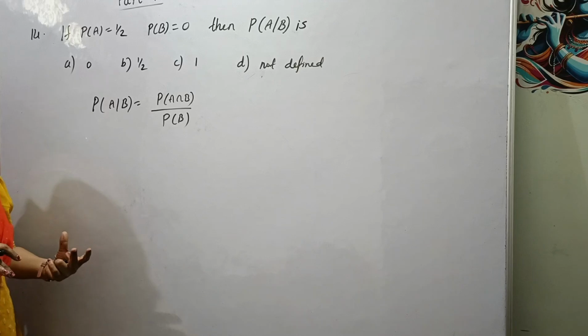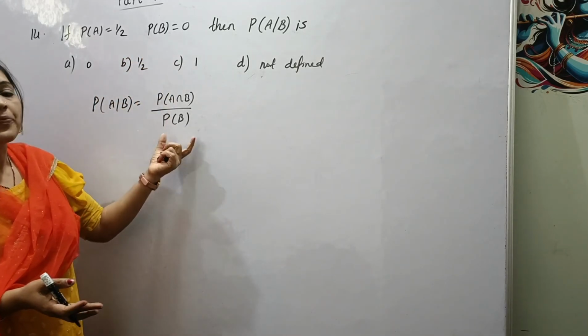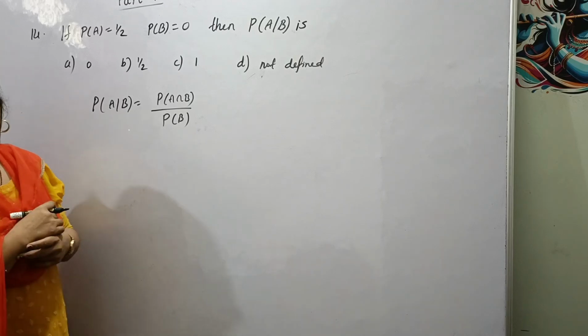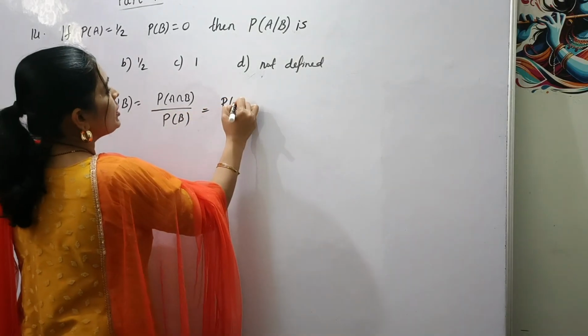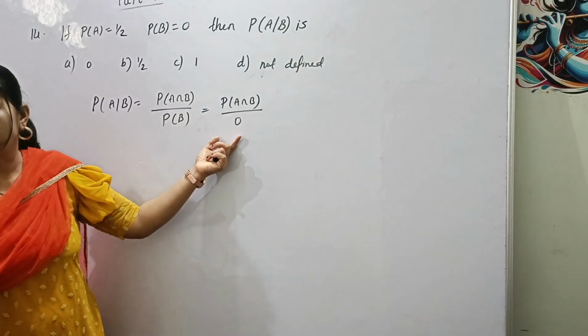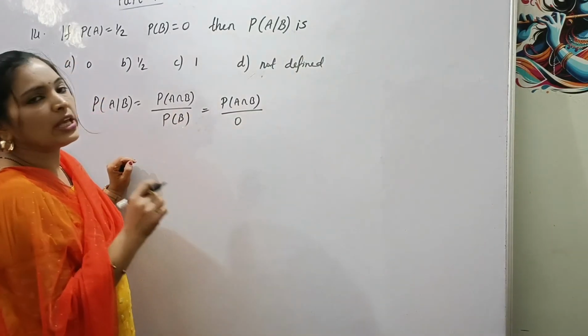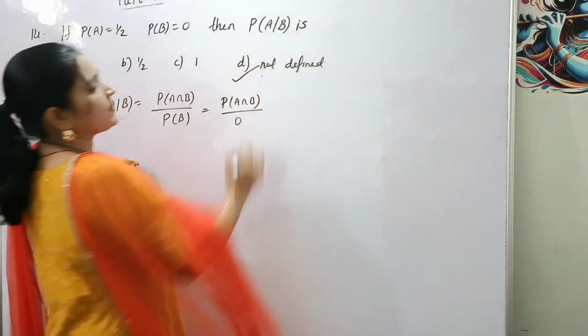So when we substitute probability of B equal to 0 in this formula, we will get denominator 0, right? That is probability of A intersection B divided by 0. That means it is undefined. It is not defined, right? So therefore here probability of A given B is not defined.